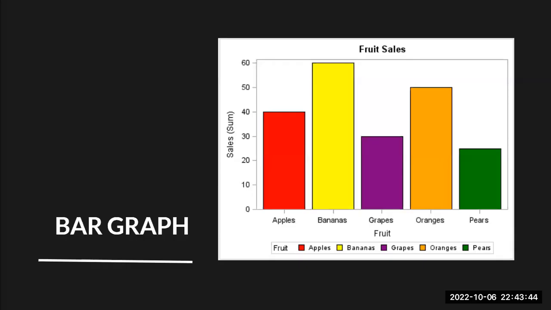Just for example, in this bar graph, as you can see the vertical and the horizontal lines. The vertical one represents the sales, and the horizontal, the different fruits. Also, you can see colors in the bars. The first bar is red, that represents apples. The second one is yellow for bananas. The third one is violet for grapes. The fourth one is orange for oranges, and then green for pears.